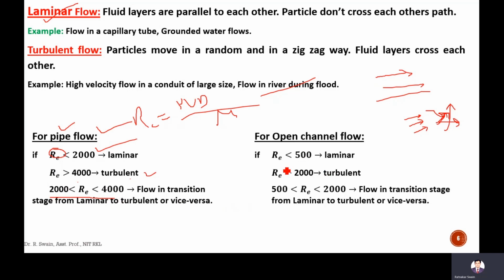But in the case of open channel flow, if it is less than 500, then it's laminar. If it's more than 2000, then it is turbulent. Between 500 and 2000, the flow is in a transition stage from laminar to turbulent or vice versa.